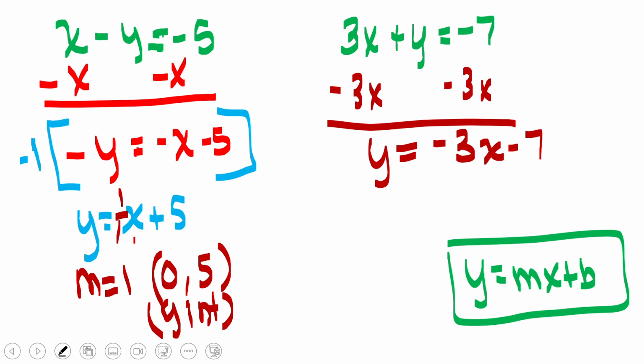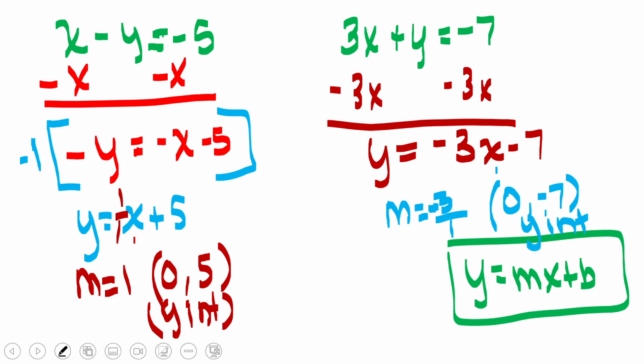So now we have our slope is a negative 3 over 1. Remember, you can put any whole number over 1 for that rise over run. And if we put in 0 for x and multiply it, then that y is going to equal a negative 7. So 0 for x, negative 7 for y.